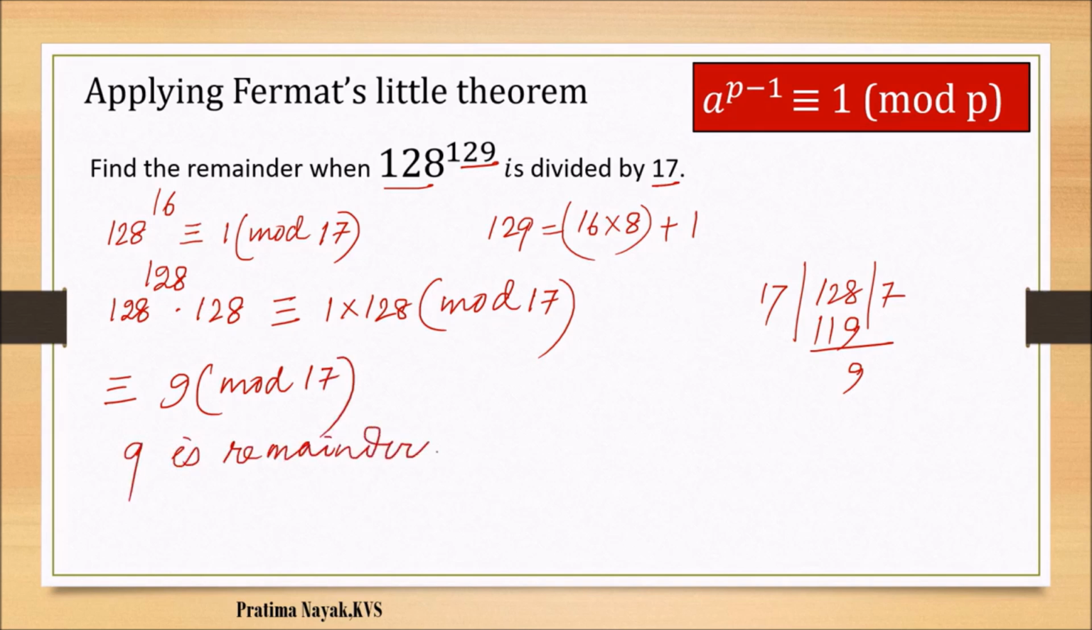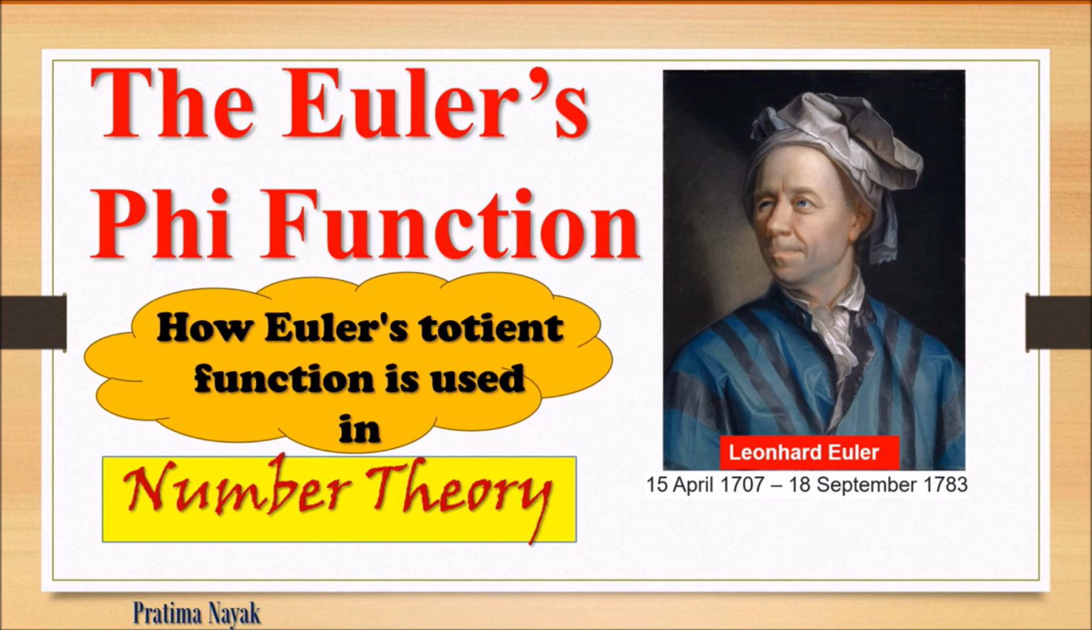So you can practice some more questions so that you can be perfect. I'd like to introduce another new function, that is Euler's phi function, and how this phi function or totient function is used in number theory.